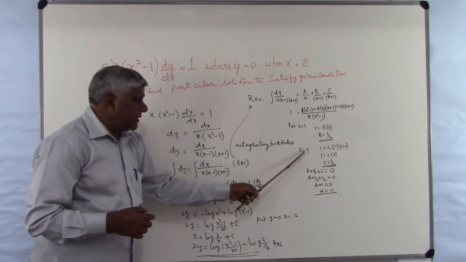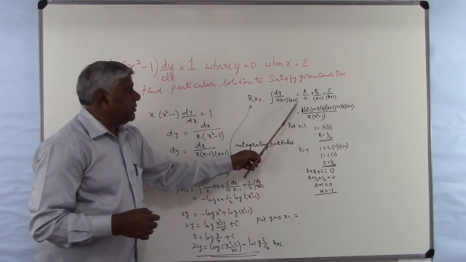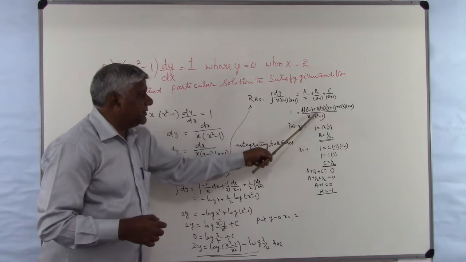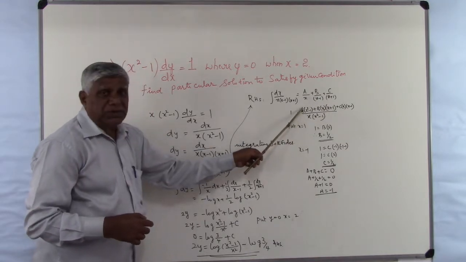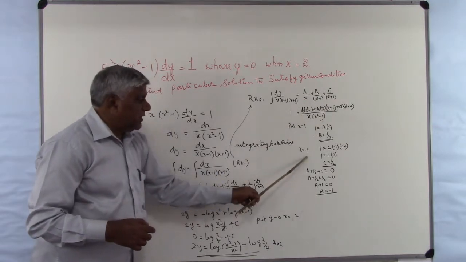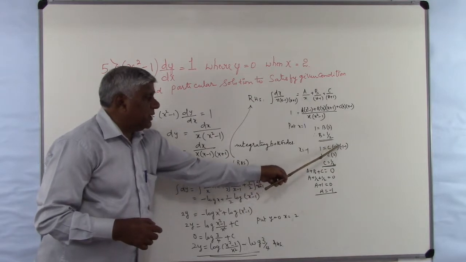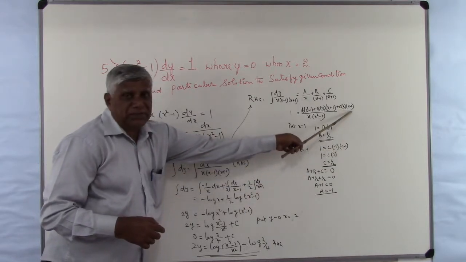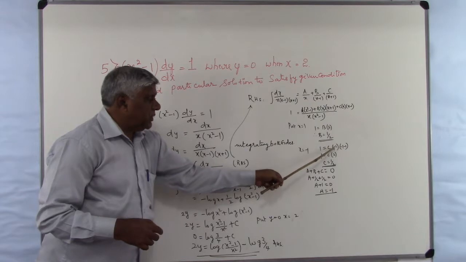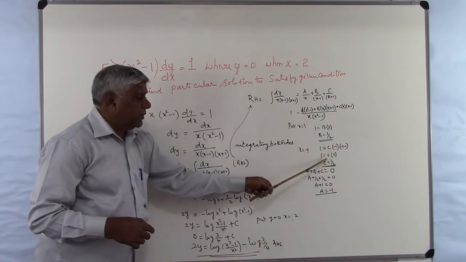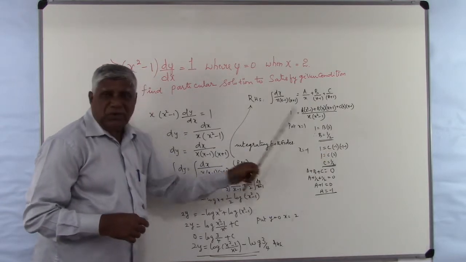Similarly, put x = −1. Here when we put −1, the other terms go, only C remains. So 1 = C(−1)(−1 − 1), that is −2 into −1 is plus 2. So 2C = 1, C = 1/2.